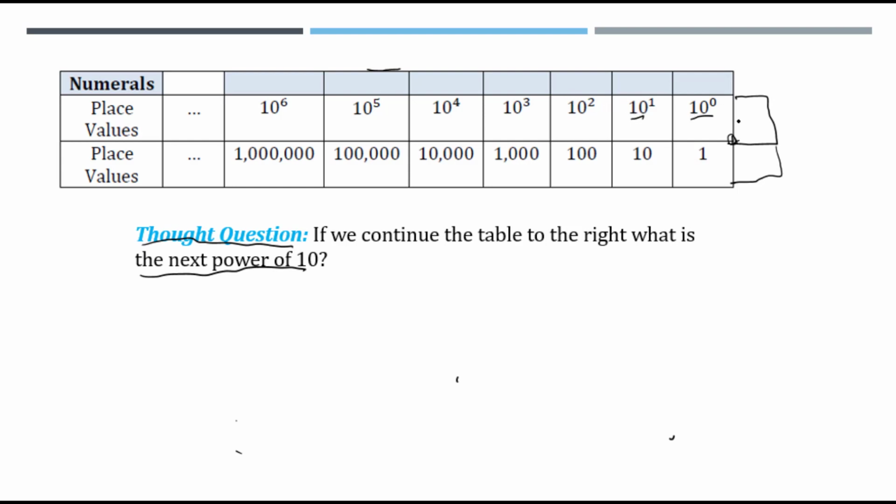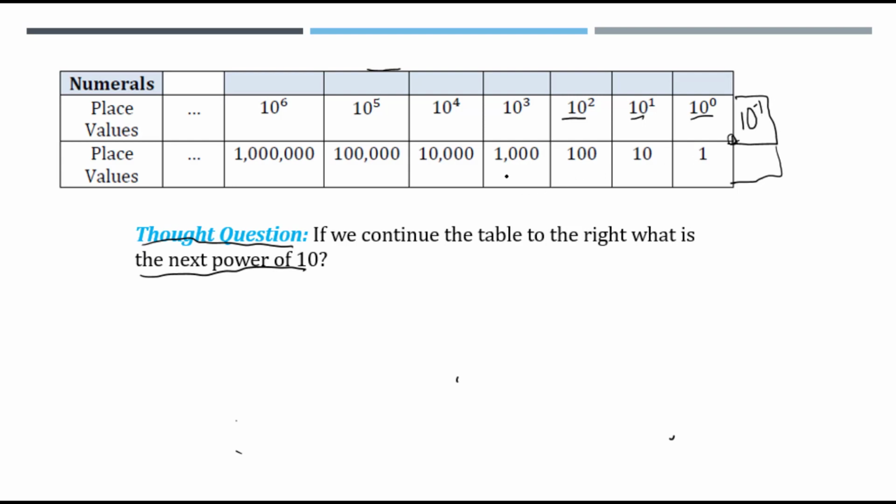What do you think? Should I play some music and let you think? Or you got it? If you did, great job. 10 to the negative 1. And negative, that's not a negative number. This is not going to give you a negative number. It's just a negative exponent. Like 10 squared means multiply by 10 two times, 10 times 10. 10 to the negative 1 means divide by 10.